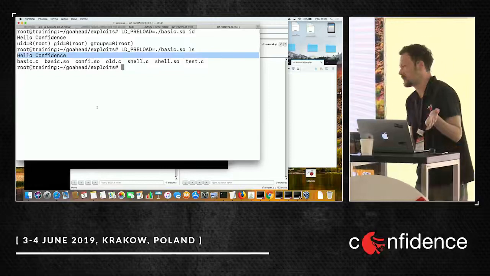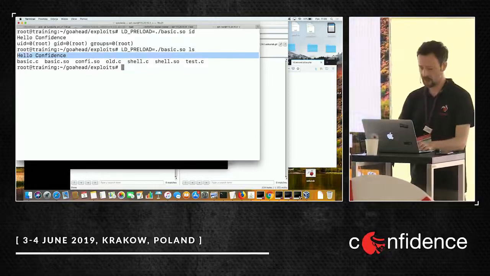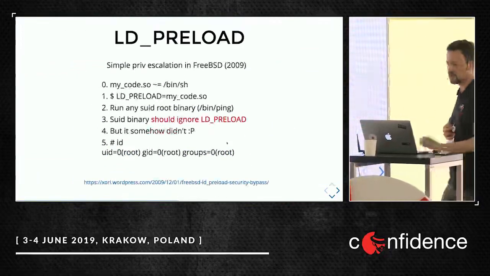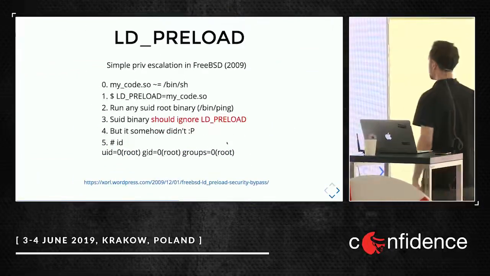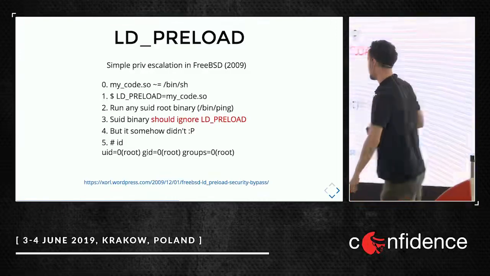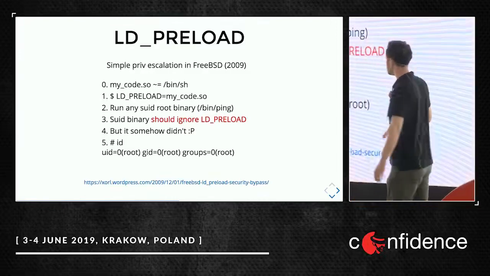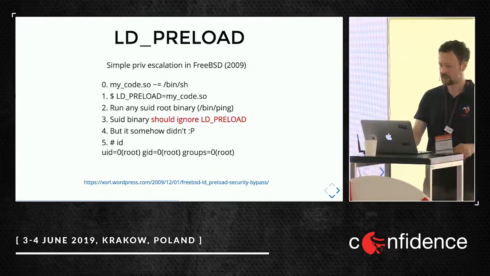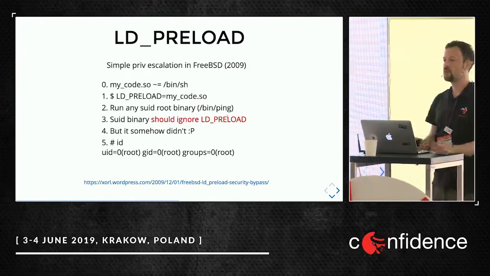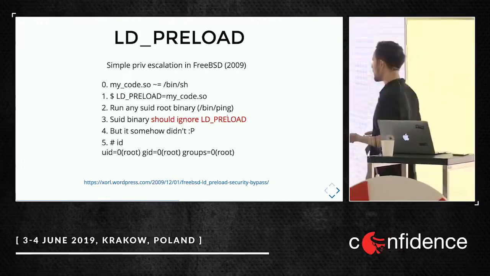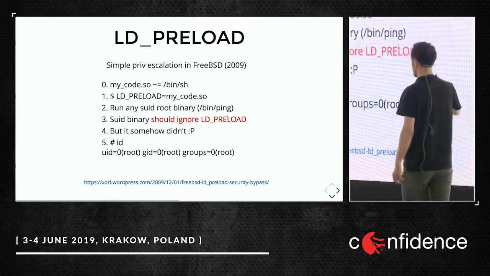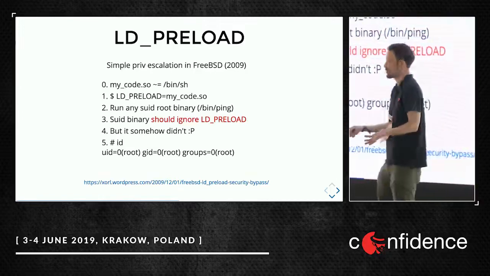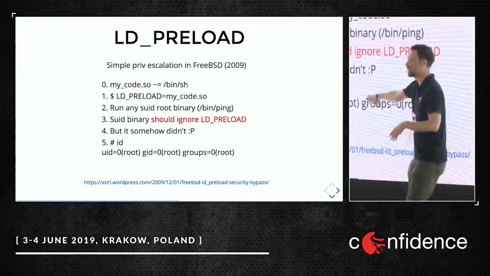This is pretty standard. It's not a security vulnerability, unless, for example, we had privilege escalation in FreeBSD. It was published as 0-day some time ago, and the procedure was the same. So our code, then we set LD_PRELOAD to our code, then we run a suid binary owned by root, and the suid binary should ignore this LD_PRELOAD, because without this we have code execution as root, but somehow it didn't. So we had root.